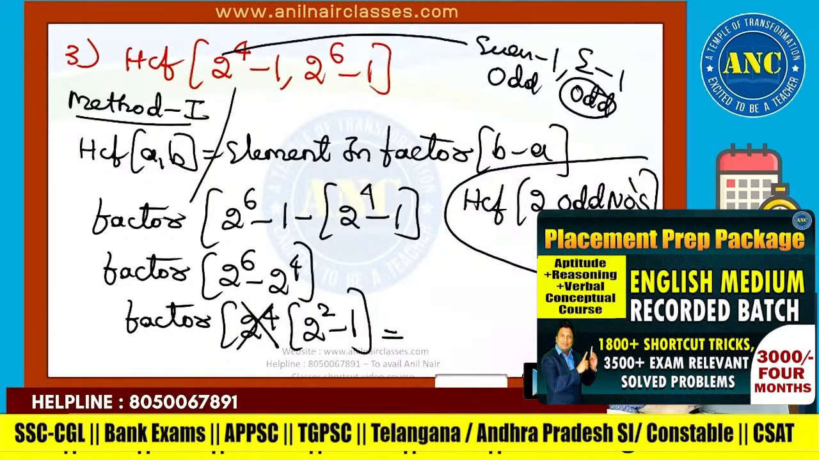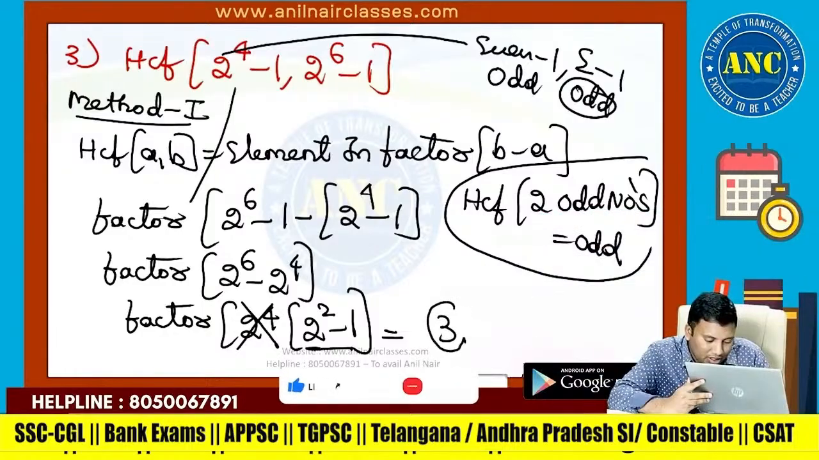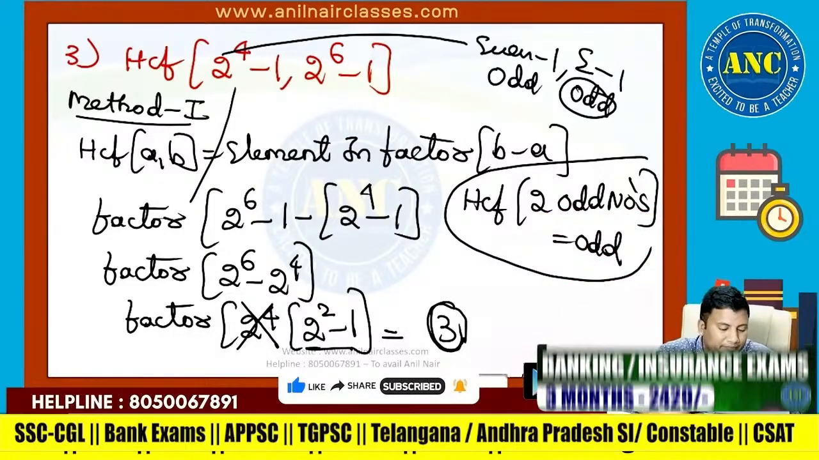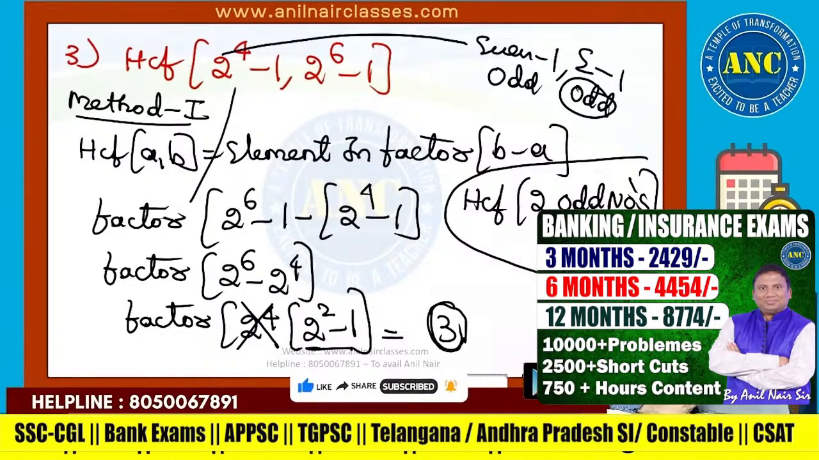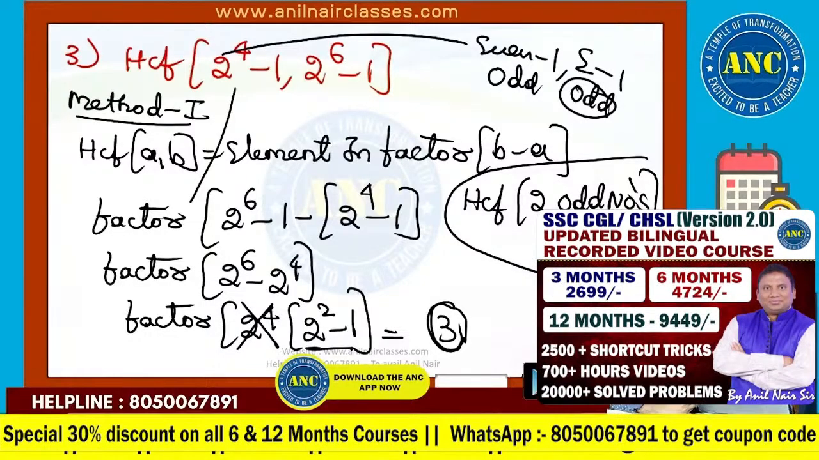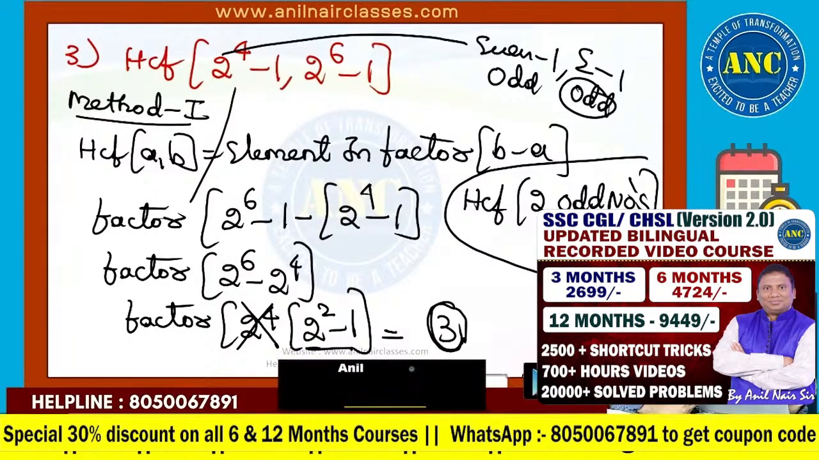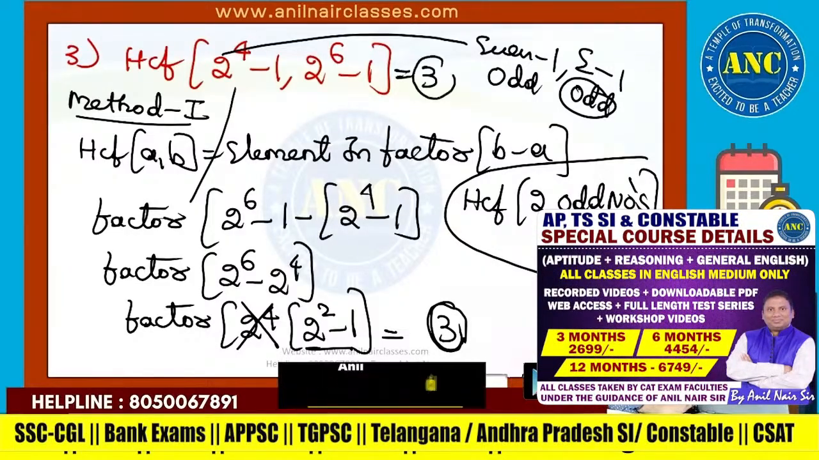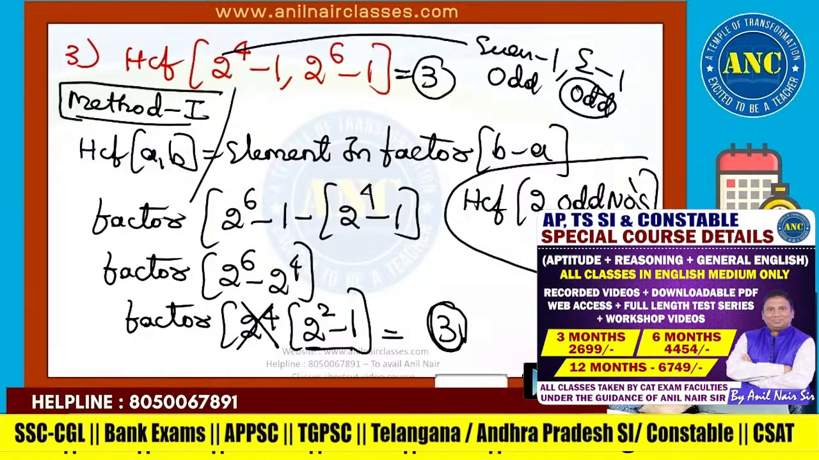16 is an even number. The odd number is 2 square minus 1, which is 3. Check whether 3 will divide this number. 16 minus 1 is 15. 15 is divisible by 3. 64 minus 1 is 63. Is 63 divisible by 3? Yes. So the answer for this question is 3. This is by using method 1.